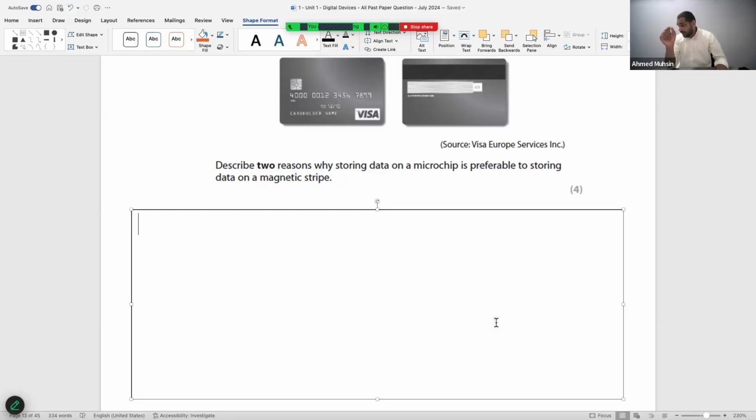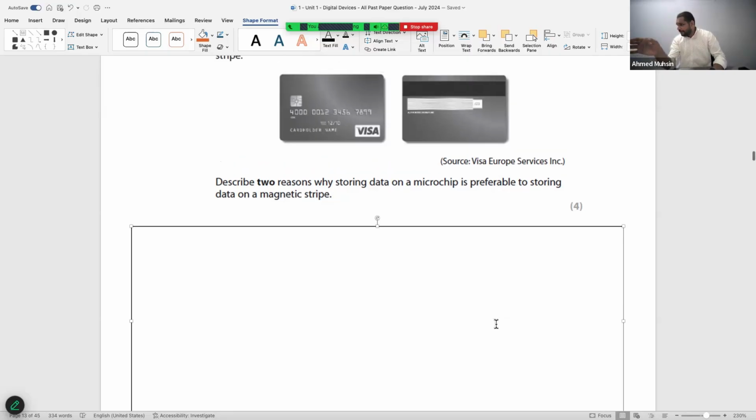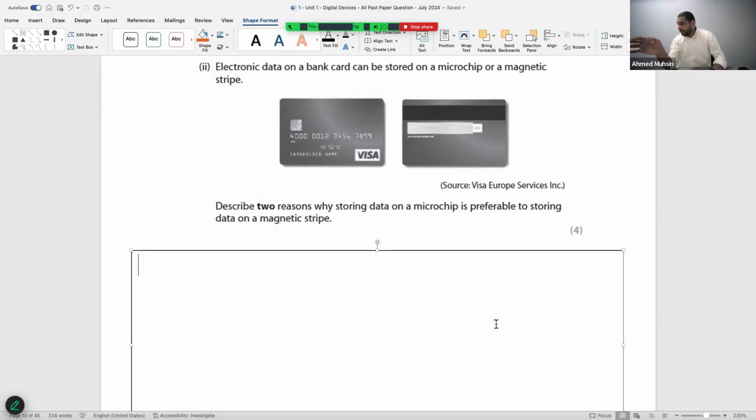Magnetic stripe is more risky because you don't need to enter any PIN. However, for a microchip, when you use your card, you have to enter a PIN. Okay? This microchip is not tap. This microchip is inserted into the card reader. Tap is NFC. Two different things we're talking about here.